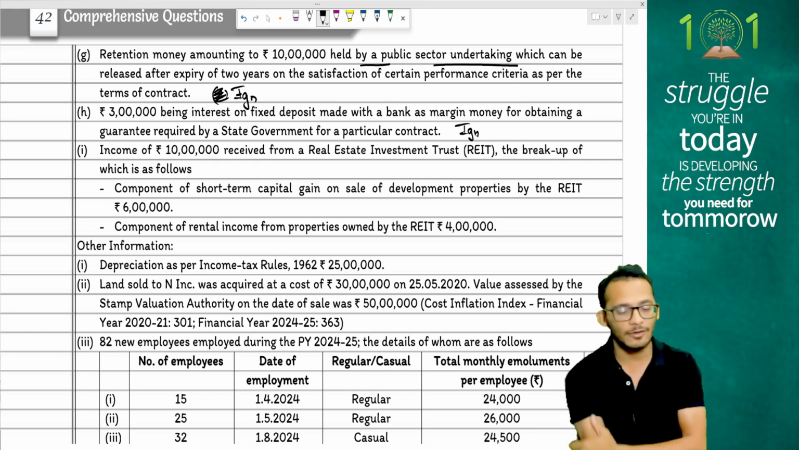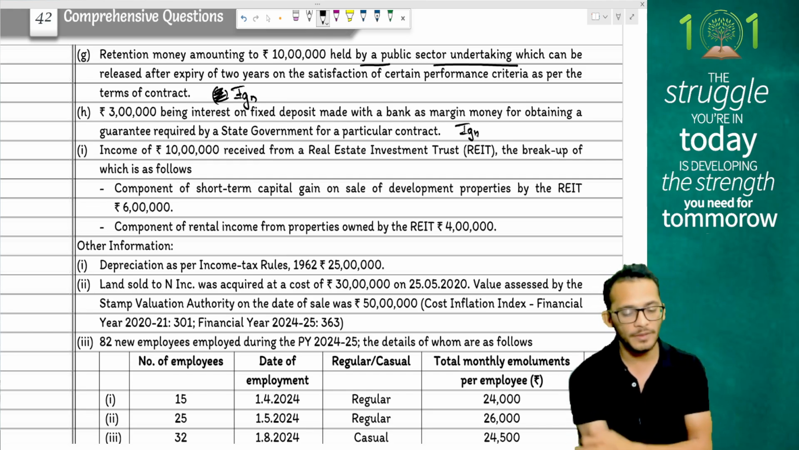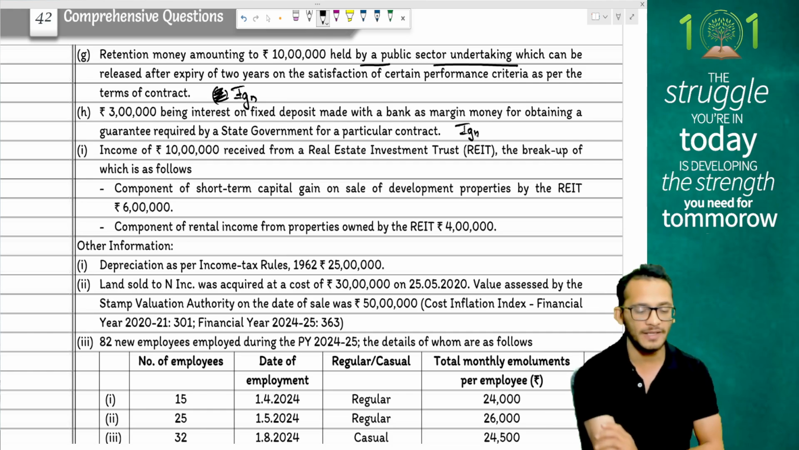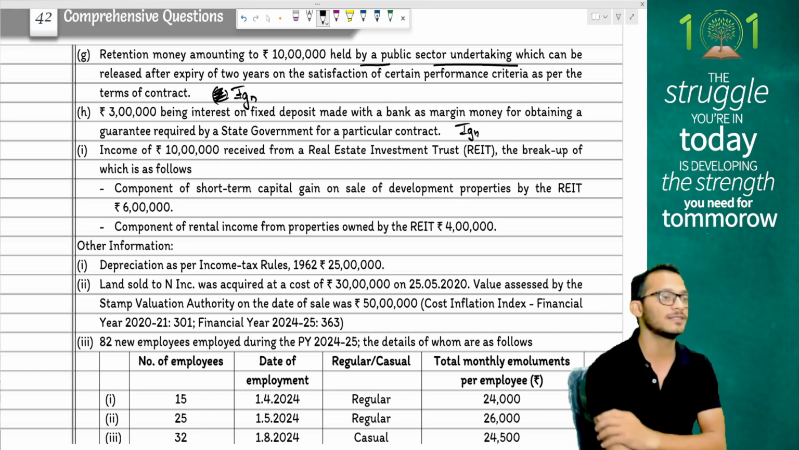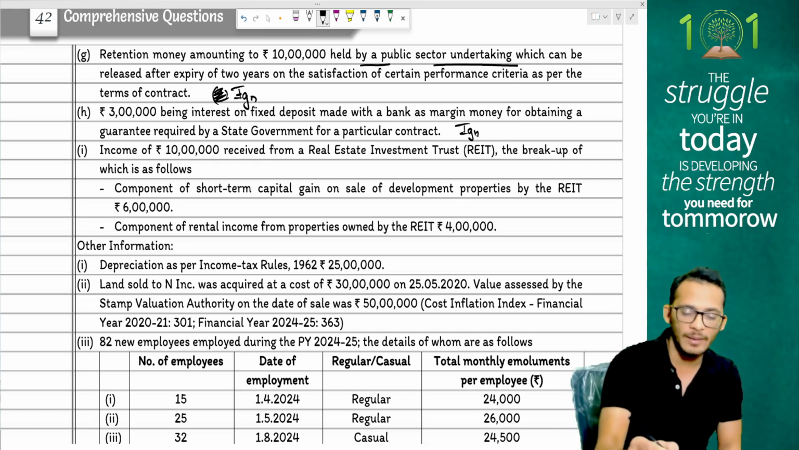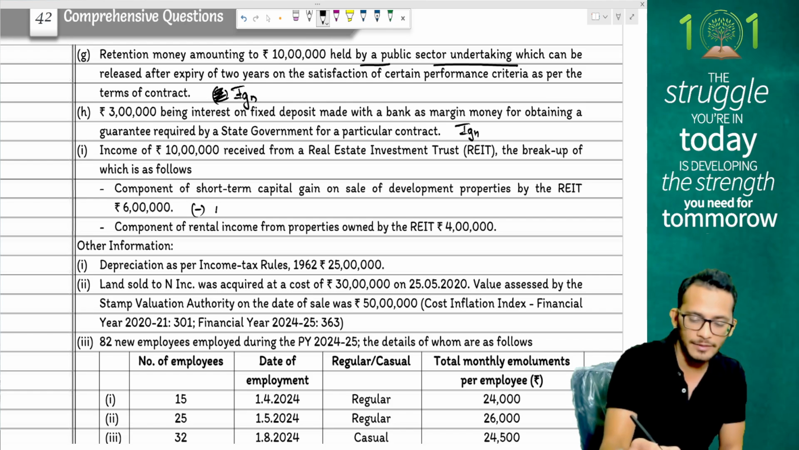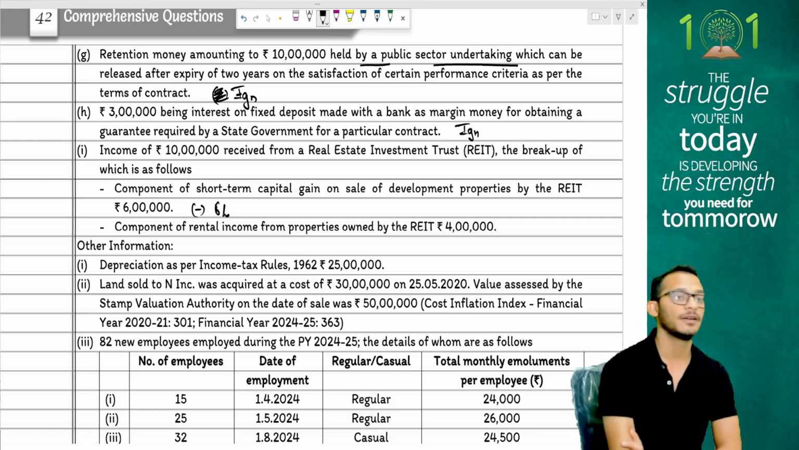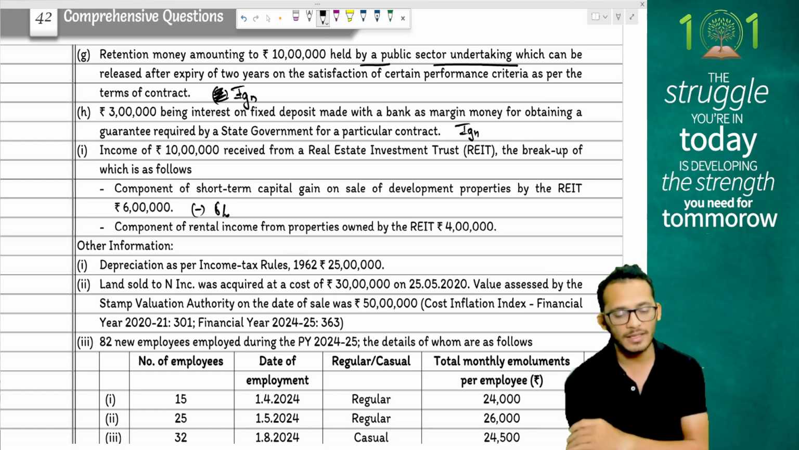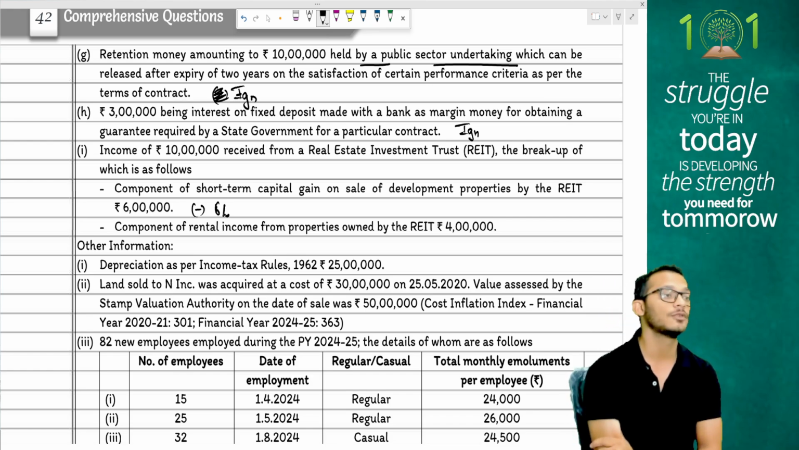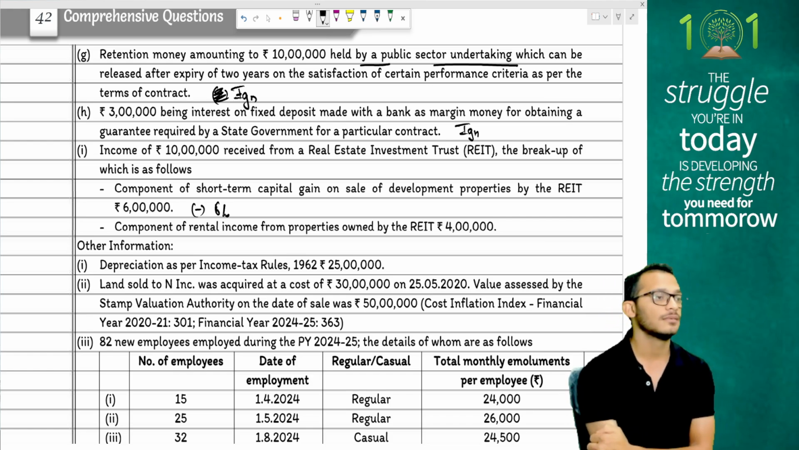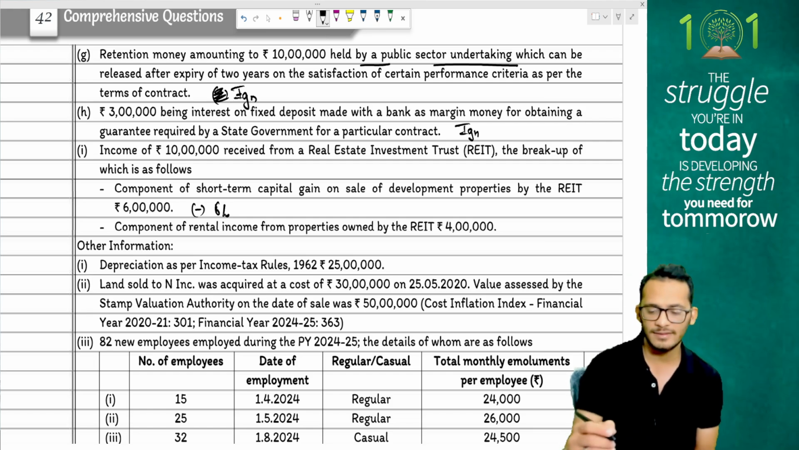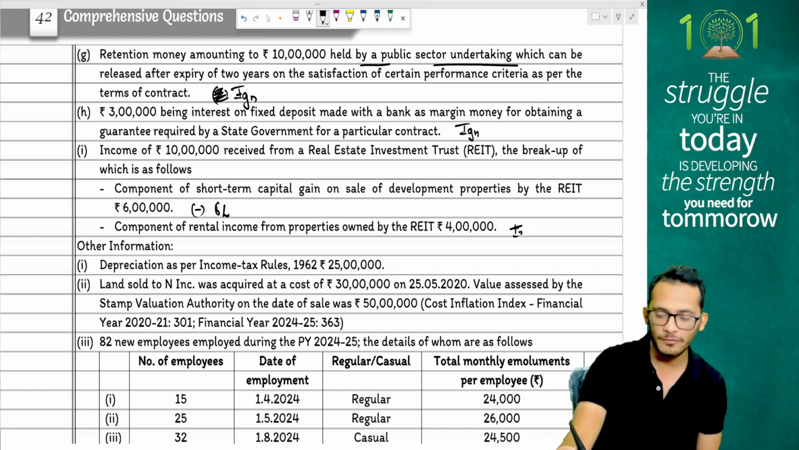So REIT has given me 10 lakh rupees. The component breakup is as follows. Short-term capital gains on sale of development properties by REIT is 6 lakh rupees. This income is taxable in the hands of REIT, which means in the hands of the company it is exempt, so I'm reducing 6 lakhs. Then rental income from properties owned by REIT, 4 lakhs, is to be taxed in the hands of the investor. Therefore, ignore it.